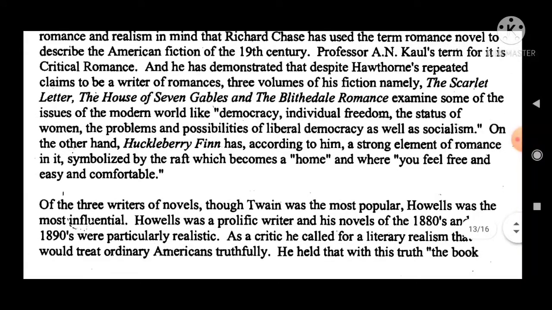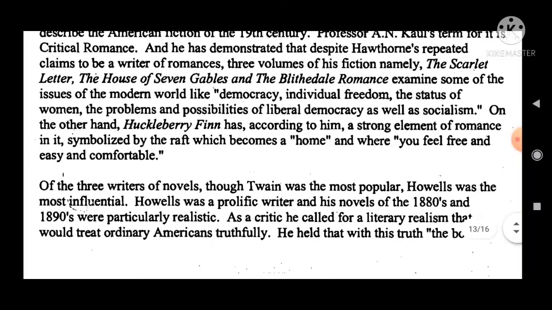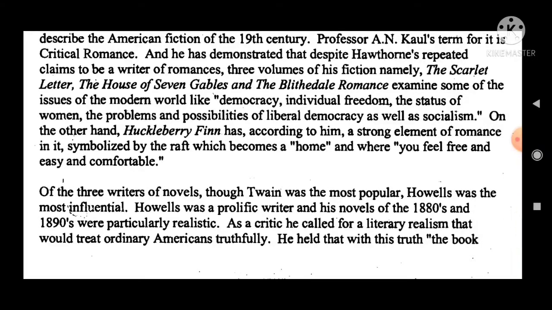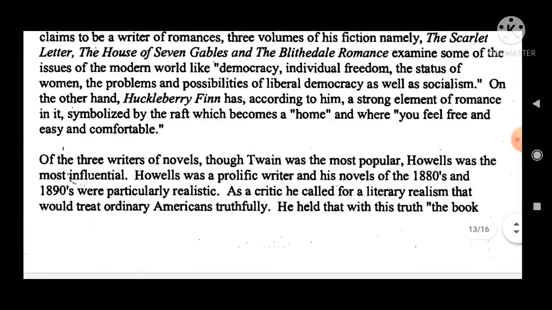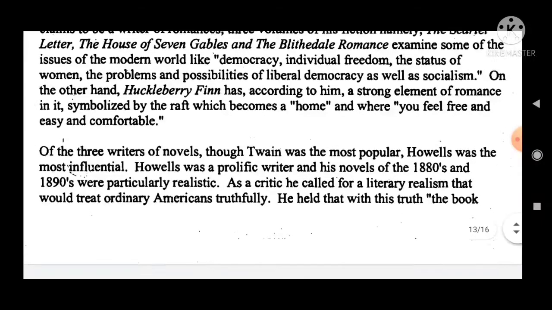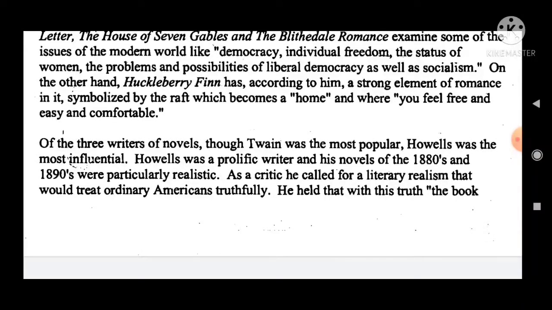Professor Ian Watt's term for it is critical romance, and he has demonstrated that despite Hawthorne's repeated claims to be a writer of romances, three volumes of his fiction, namely The Scarlet Letter, The House of the Seven Gables, and The Blithedale Romance, examine some of the issues of the modern world like democracy, individual freedom, the status of women, the problems and possibilities of liberal democracy as well as socialism.